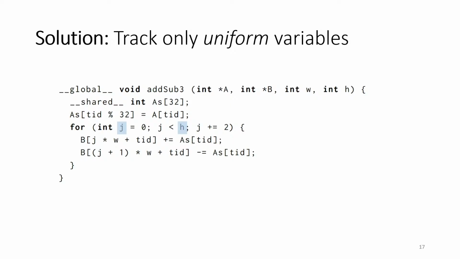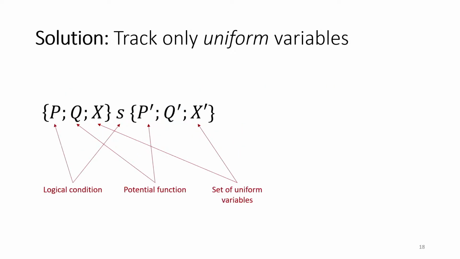The observation is that these variables important for the potential analysis, like loop counters and bounds, tend to be uniform across threads. They tend not to have different values for each thread. And so we'll just track the potential for the variables that are uniform across all threads. So we add a third component to these pre and post conditions, which is X, the set of variables that we can statically know to be uniform across all threads, both before and after executing S. And we'll restrict the domain of the potential function Q to operate only on X.